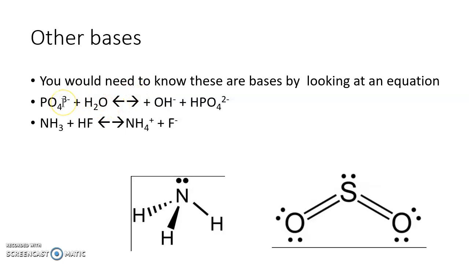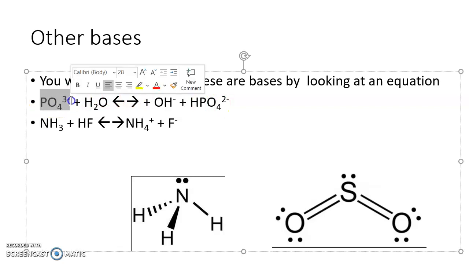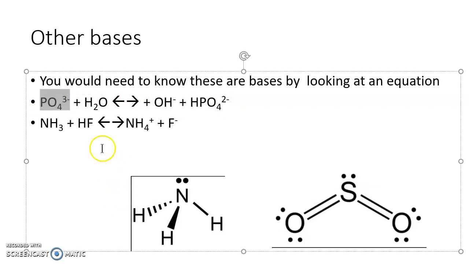The other bases that are a little bit harder are the ones without hydroxides, and the only way you can tell that they're a base is you have to look at how they're behaving in a reaction. So this PO4 right here, this is a base. Here's a way you can tell. One way you can tell is that PO4 has a 3- charge, doesn't have any hydrogens, but by the time it got to the product side, it picked up an extra hydrogen, which means this PO4 accepted a hydrogen. That makes it a base.